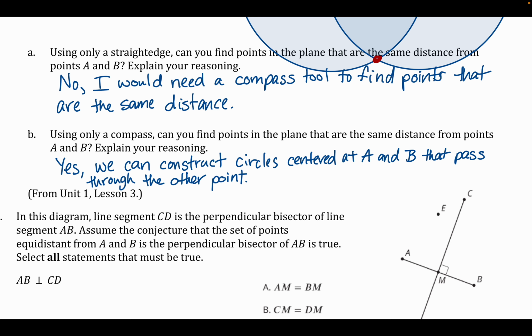And normally I would write this in a little bit more detail. I just don't have a ton of space on this actual assignment. So I'm writing it in shorthand instead of saying construct a circle centered at A that passes through B and construct a circle centered at B that passes through A. I'm shortening that to just this one phrase: we can construct circles centered at A and B that pass through the other point.